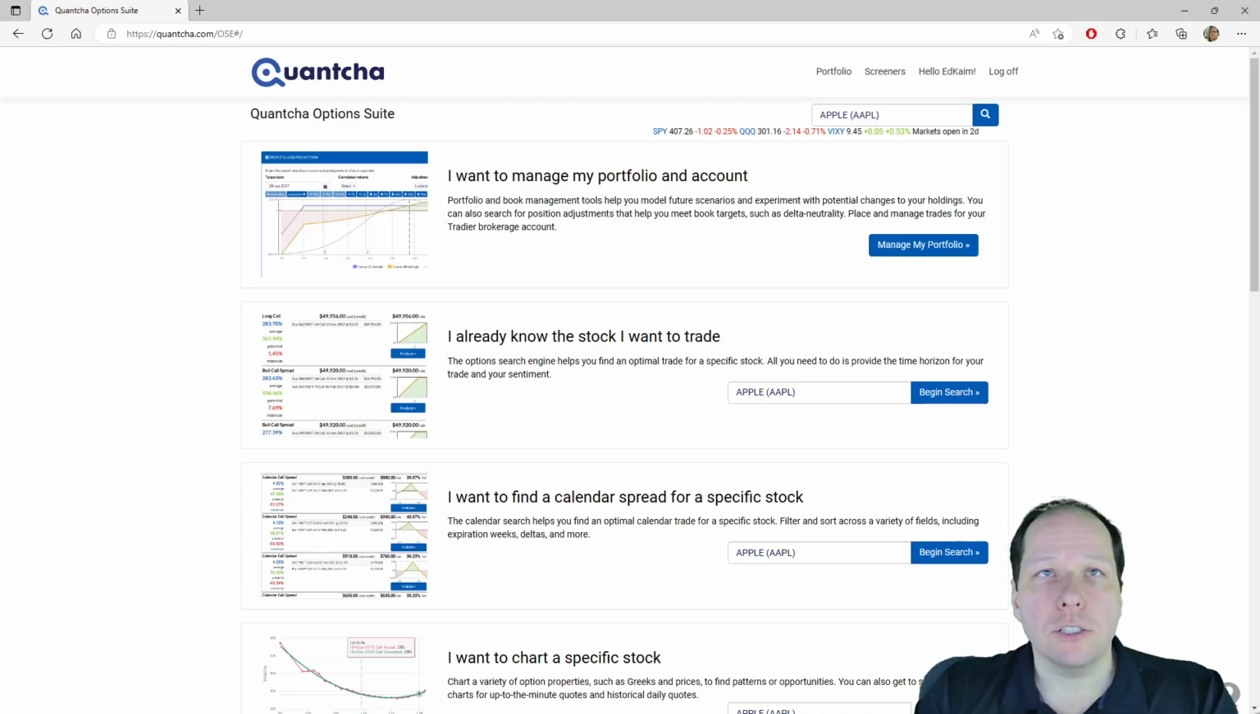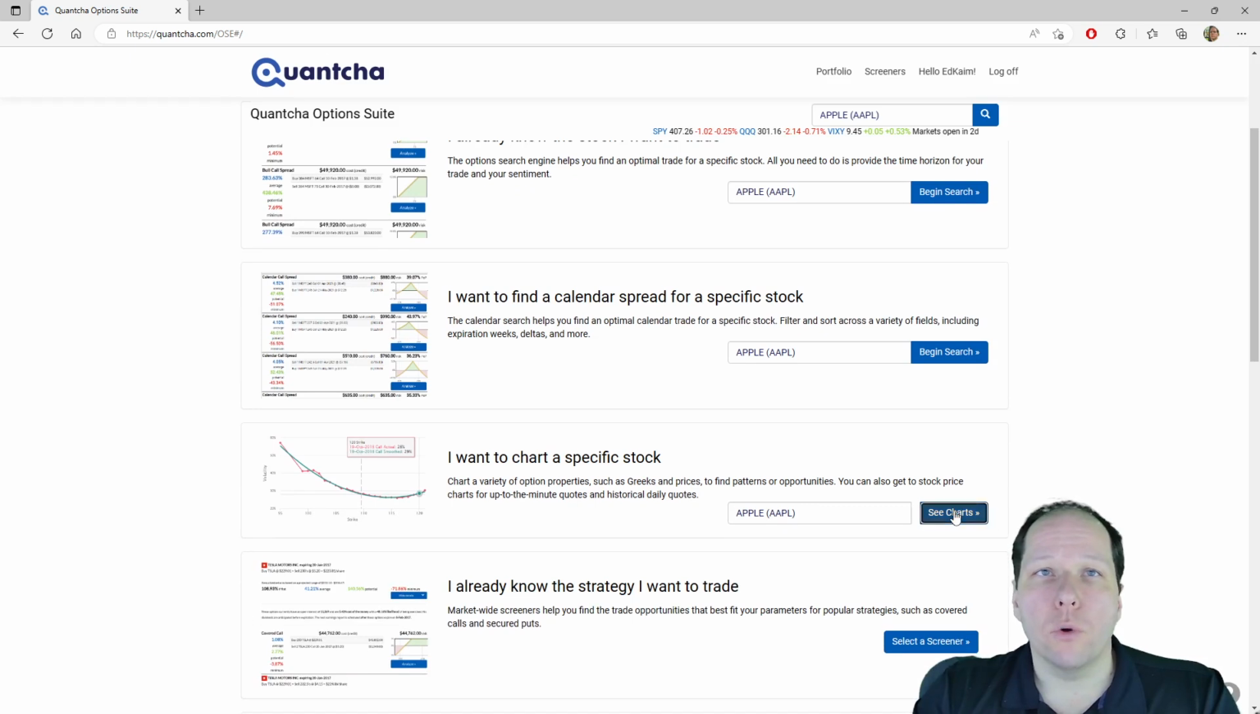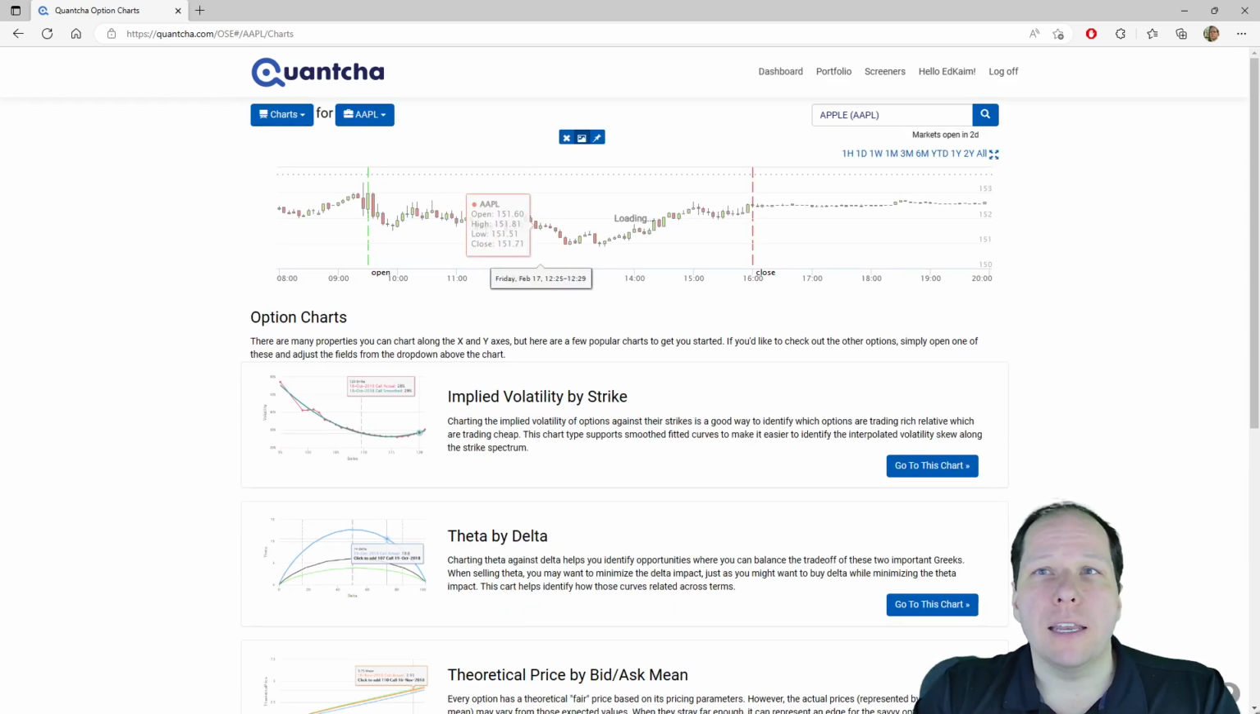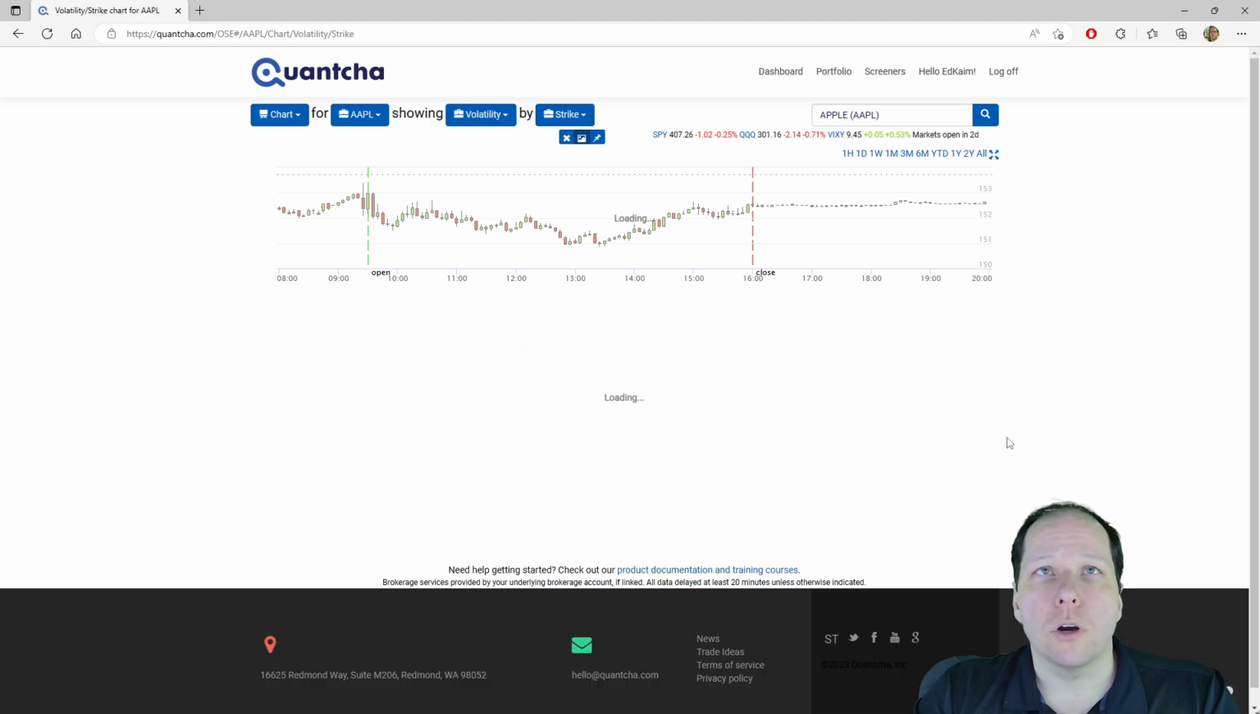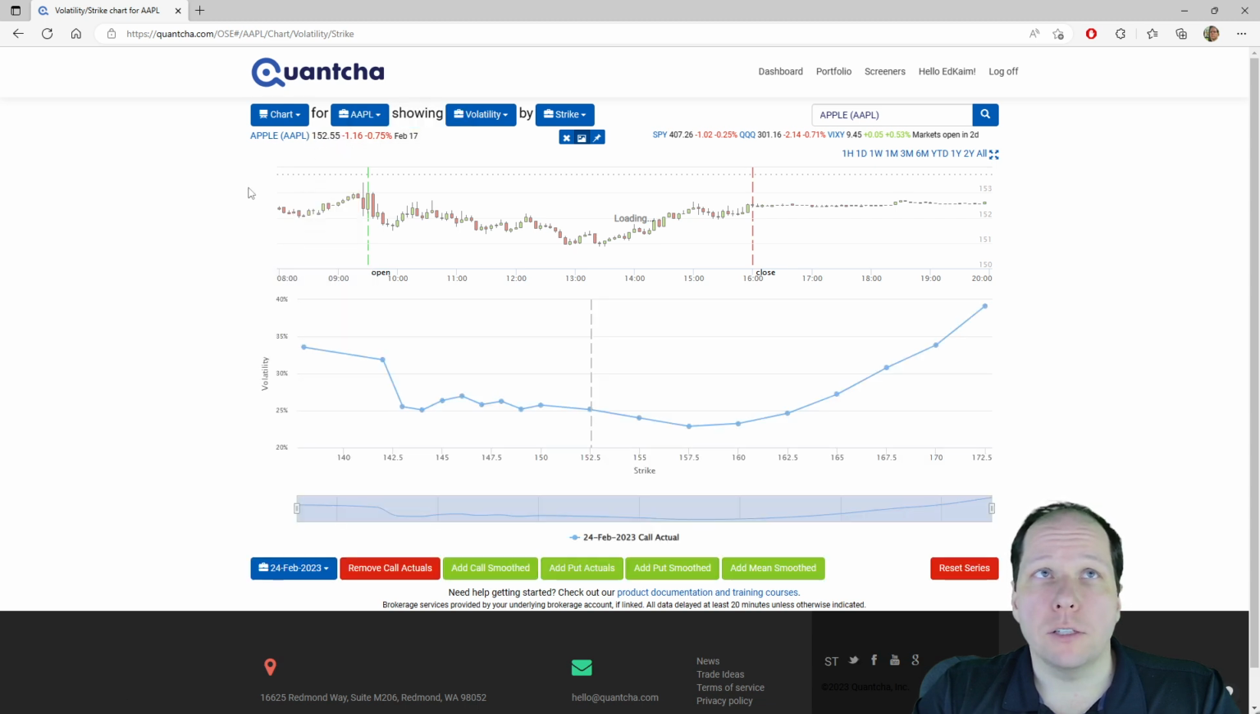So let's talk about Apple. And the reason we're picking Apple here is because it's over a weekend. And the nice thing about Apple is that it closed the week. If we take a look at the implied volatility by strike chart, it closed the week at 152.55, which is perfect for us because there's an option that expires next week struck at 152.50. So that is effectively as close to at the money as we can get.